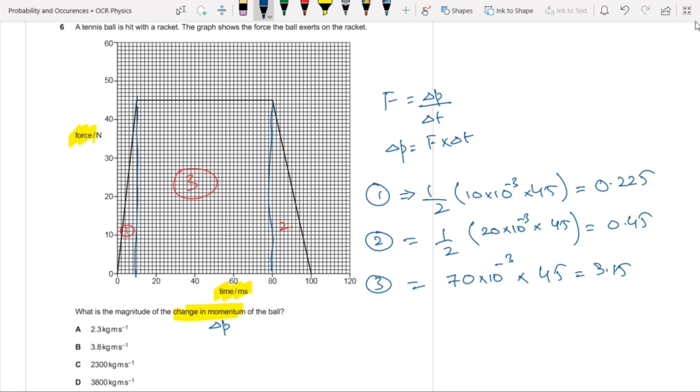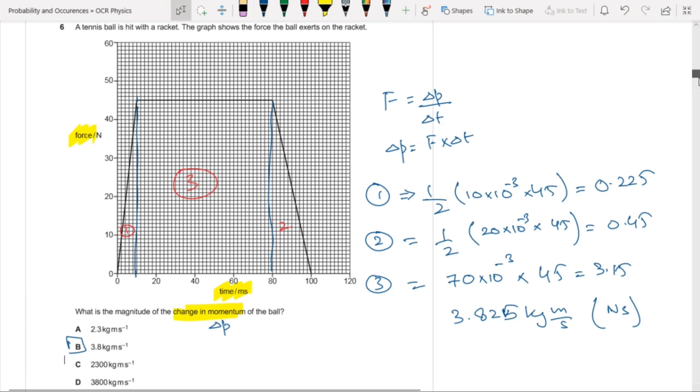So all of these add to 3.15 plus 0.45 plus 0.225, which is 3.825 kilogram meter per second, or newton second. So that's option number B. We can also write that here.